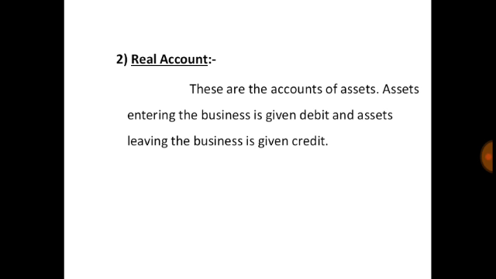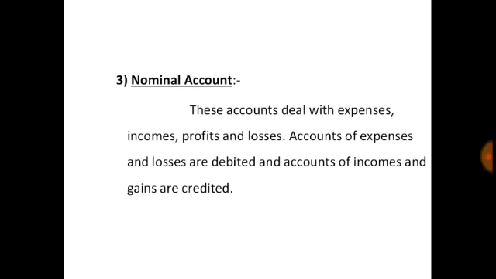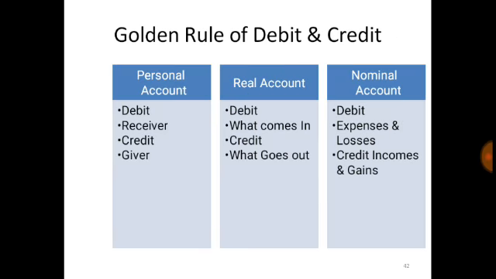These accounts deal with expenses, losses, incomes, profits and gains. Accounts of expenses and losses are debited and accounts of incomes and gains are credited. So these are the principles of the double entry system. These are also called the golden rules of debit and credit. For personal account, debit the receiver, credit the giver. For real account, debit what comes in, credit what goes out. And for nominal account, debit expenses and losses, credit incomes and gains.